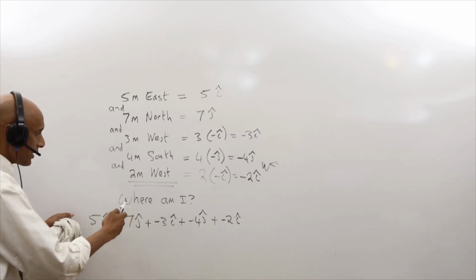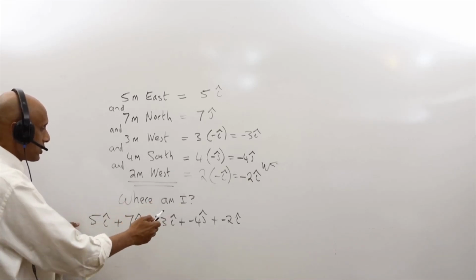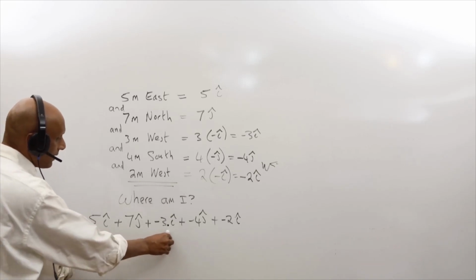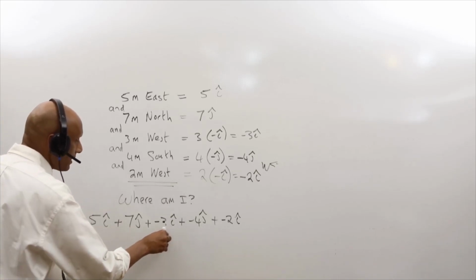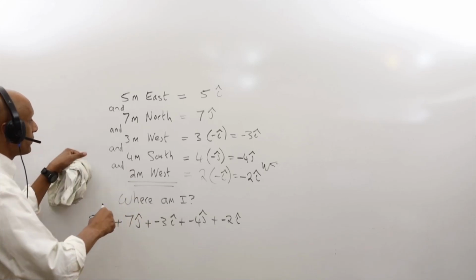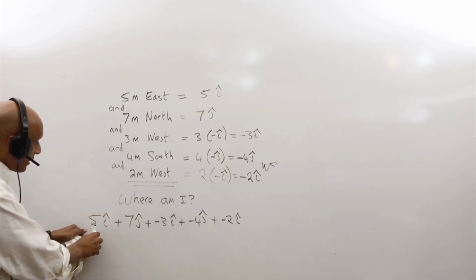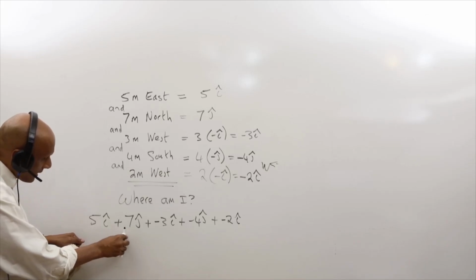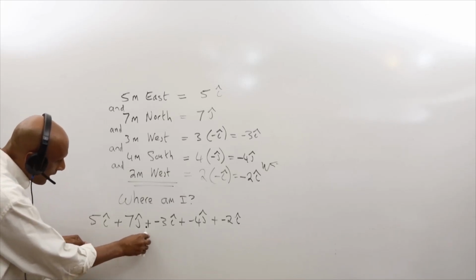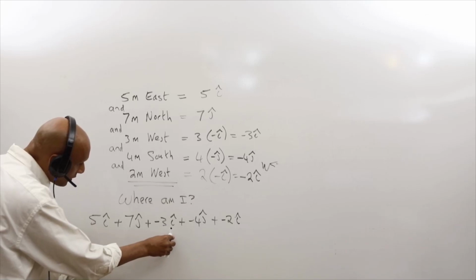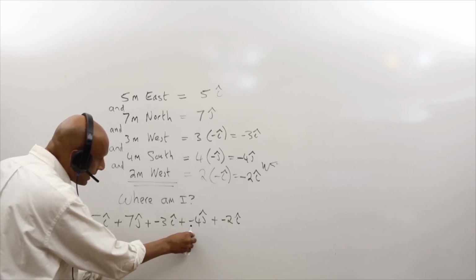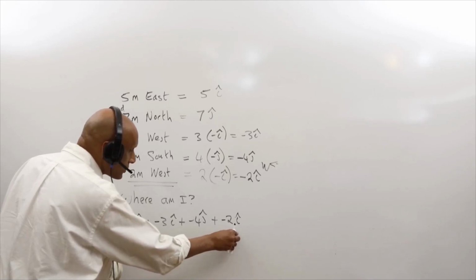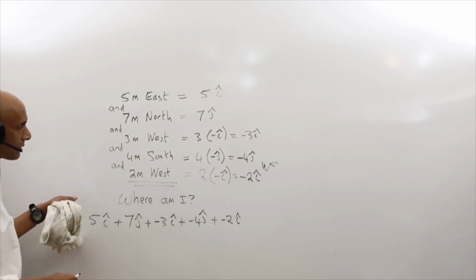But let's be very concrete, as a science major, about what these things mean. This plus means absolutely nothing. This plus and this plus and this plus, it's just a placeholder for the word "and." So this is reading off: I traveled 5 meters east and 7 meters north and negative 3 meters east and negative 4 meters north and negative 2 meters east. That's what this represents.